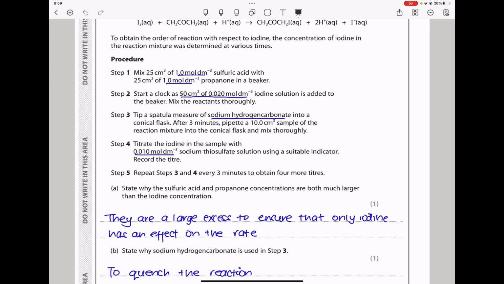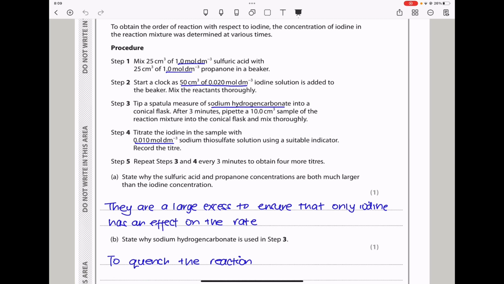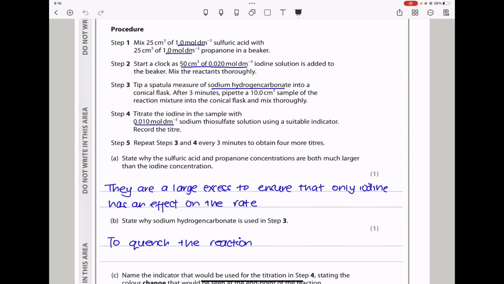So they say mix 25 centimeters cubed of 1 mole per decimeter cubed sulfuric acid with 25 centimeters cubed of 1 mole per decimeter cubed propanone in a beaker. Then start a stop clock as 50 centimeters cubed of iodine solution is added to the beaker and mix the reactants thoroughly. Then step 3, tip a spatula measure of sodium hydrogen carbonate into the conical flask, and after 3 minutes, pipette a 10 centimeters cubed sample of the reaction mixture into the conical flask and mix thoroughly. Here this is quenching before you can go on to titrate.